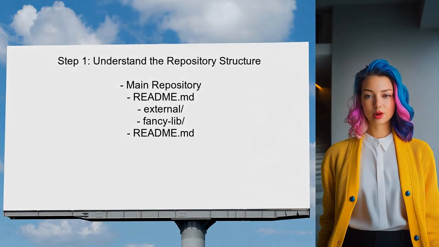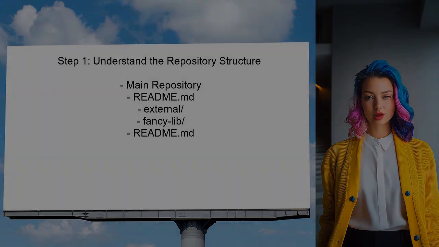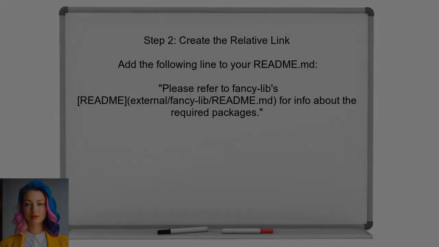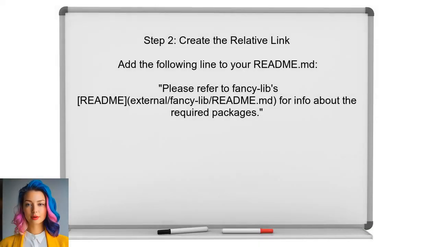To create a relative link to a file in a submodule, the user should first understand the structure of their repository. The submodule is located in the external fancy lib directory. Next, the user can create a relative link in their main README file. This link should point to the README file of the submodule using the correct relative path.